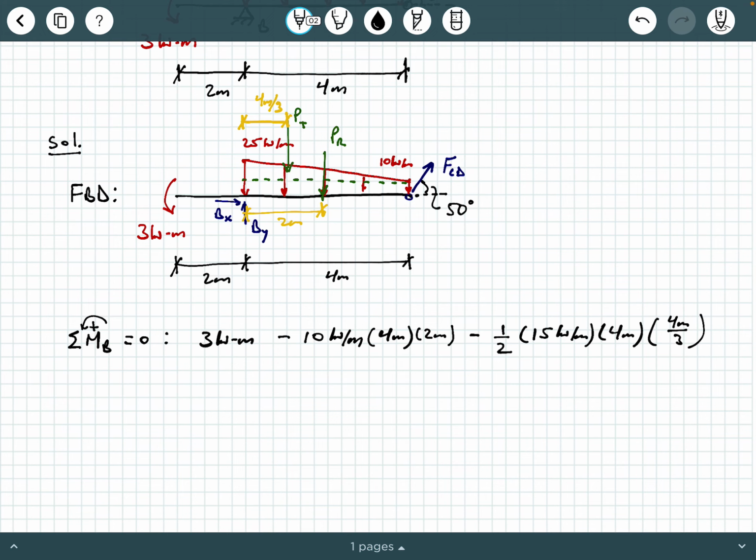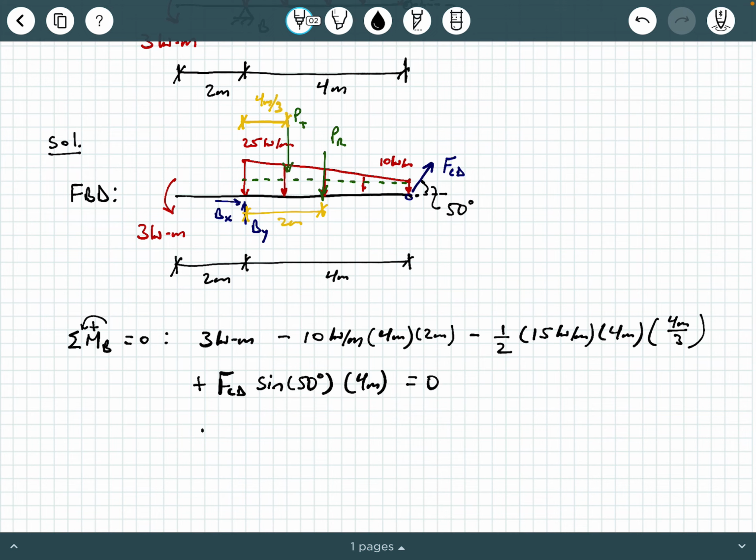The next thing that's going to generate a moment is FCD. FCD is generating a moment about point B, and specifically the vertical component of FCD is going to generate a moment about B. The horizontal component, while it is there, is along the line of action of point B, so it's not going to cause a rotation about point B, but the vertical component will. And in fact, that's going to cause a counterclockwise rotation. So we're going to say plus FCD times the sine of 50 degrees times 4 meters, all equals 0.